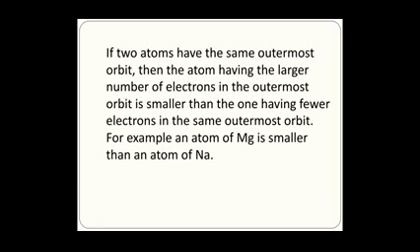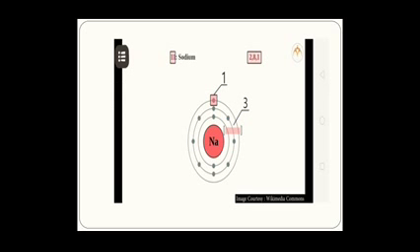If two atoms have the same outermost orbit, then the atom having the larger number of electrons in the outermost orbit is smaller than the one having fewer electrons in the same outermost orbit. For example, an atom of magnesium is smaller than an atom of sodium. Let's discuss this in detail. For sodium, Na, atomic number is equal to 11. Electronic configuration is 2, 8, 1. Number of orbits is equal to 3, but number of electrons in the outermost shell is 1. You can see in this picture.